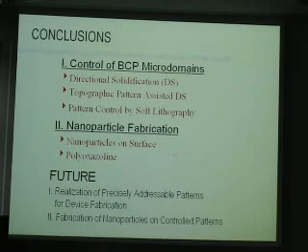In the future, we have to work a little bit harder and make more precise addressable patterns for real device fabrication. That's the main goal.